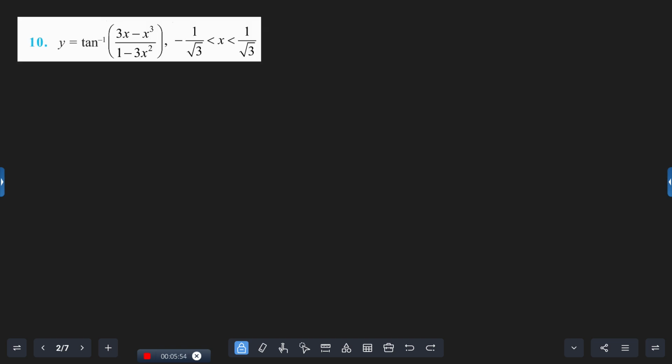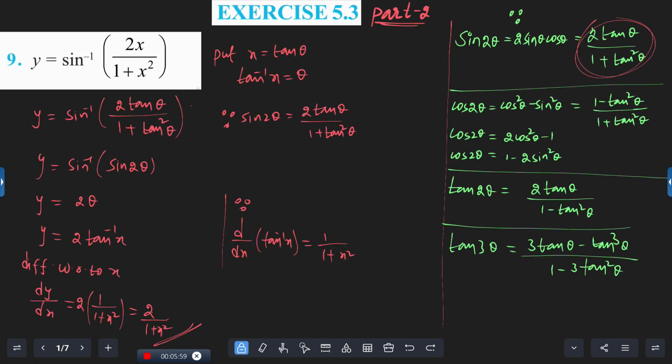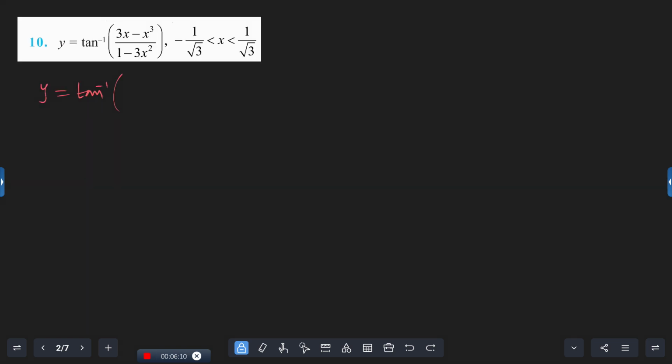Question number 10, children, listen. This looks like what? Have you noticed this formula? 3 tan minus tan cube divided by 1 minus 3 tan square. Same thing they gave, 3 tan. So instead of x, if you substitute tan theta, what am I getting here? 3 tan theta minus tan cube theta whole divided by 1 minus 3 tan square theta.